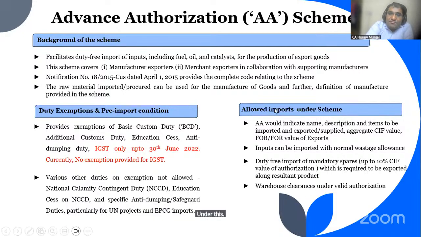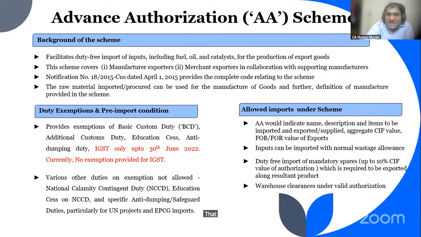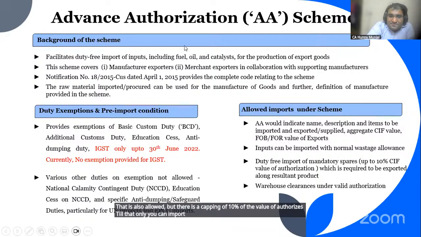Now, what are the imports being allowed under this scheme? All your raw materials are allowed, also with normal wastage allowance. Let's say you manufacture some goods and there is a normal loss, a normal wastage, that would be allowed under this scheme. Along with that, if there are any mandatory spares, you need dies, fixtures, spares, consumables, that is also allowed, but there is a capping of 10% of the value of authorization. Till that limit only you can import consumables or spares.